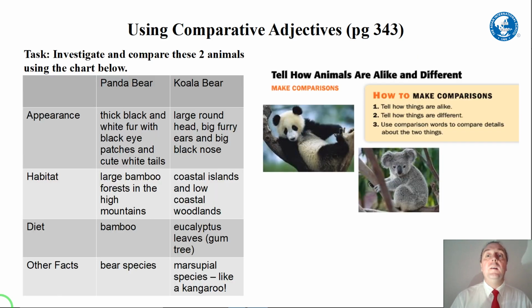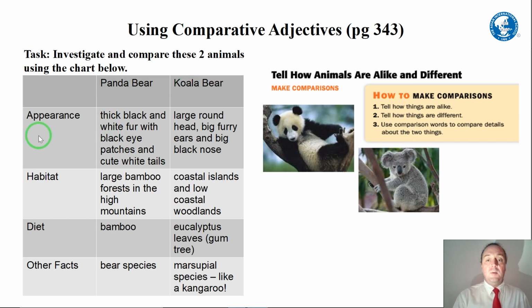Okay, so here are my answers. And my answers might not be the same as yours. Again, when we make comparisons, we tell how things are alike and how they're different, and we use comparison words to compare details about the two things. So here is our cute panda bear, and here's our cute koala bear. What did we learn about these two things to compare and contrast them?